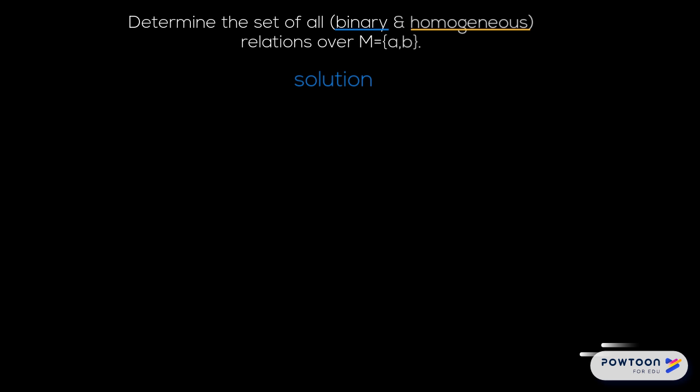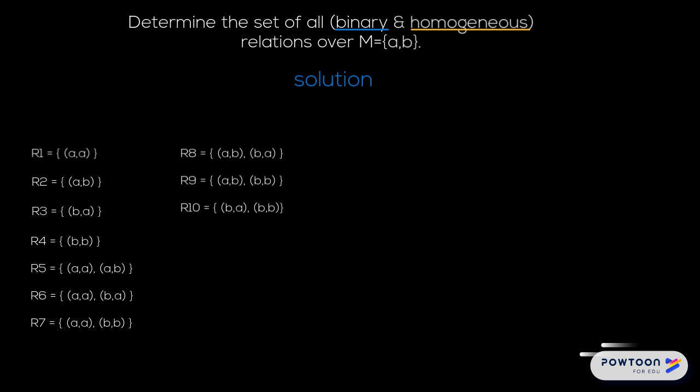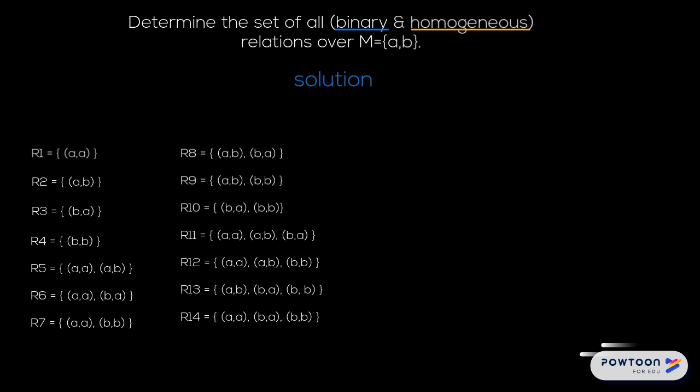To build the set of all binary and homogeneous relations on M, we first of all build all relations on M. R1 to R4 contain one pair each. R5 to R10 contain two pairs each. R11 to R14 three pairs. And finally R15 all four possible pairs. R16 is the empty set.